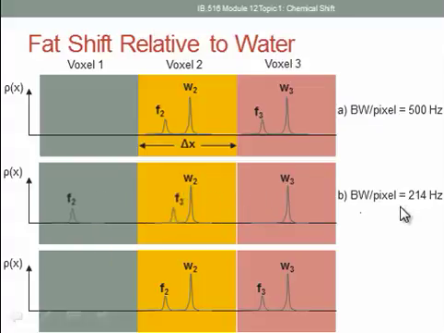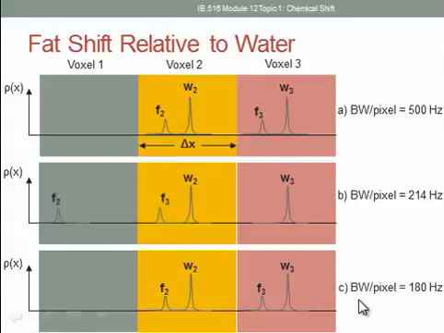So in that case, what would happen is the fat from the third pixel moves to the second voxel. The fat from the second voxel moves into the first voxel. So now we have a 1 voxel chemical shift.